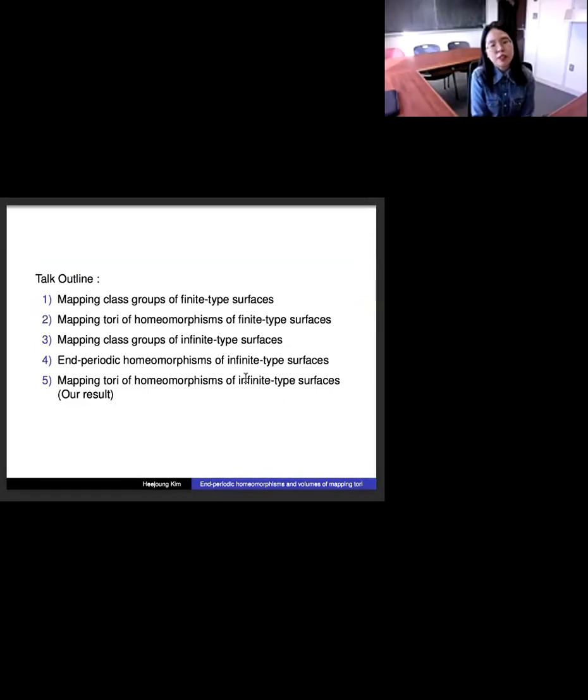So here is the outline of today's talk. First, we discuss finite type surfaces and mapping class groups, and mapping tori of homeomorphisms of finite type surfaces. And then we consider infinite type surfaces and particular homeomorphisms there, namely n-periodic homeomorphisms. And lastly, we will discuss our result on mapping tori of homeomorphisms of infinite type surfaces.